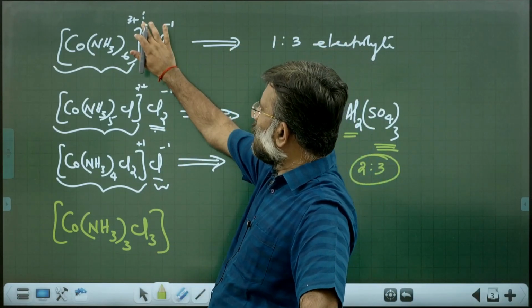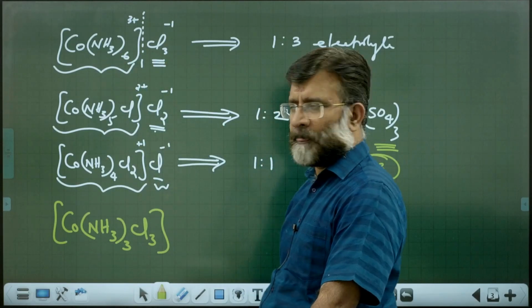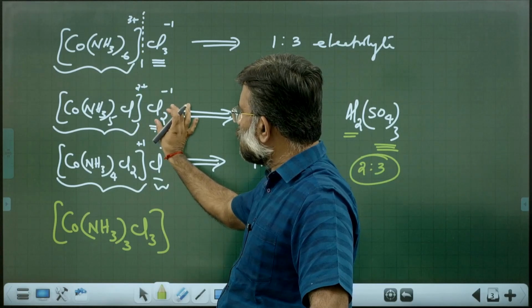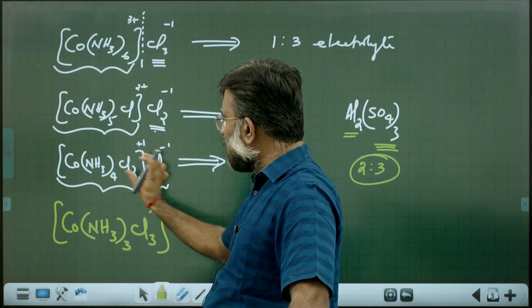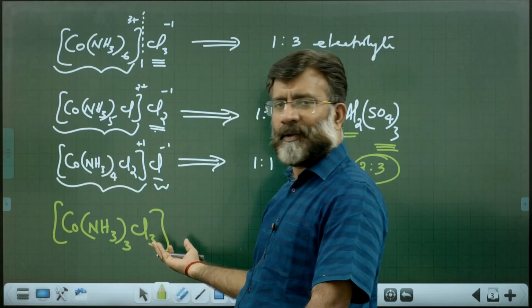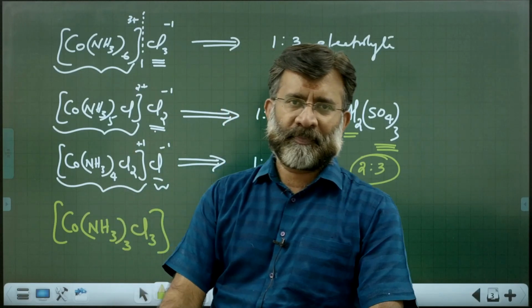Here it ionizes, you get 3 chloride and 1 complex. Here it ionizes, you get 2 chloride, 1 complex. Here it ionizes, 1 chloride, 1 complex. Here it doesn't ionize. All the 3 chlorine are inside cobalt.